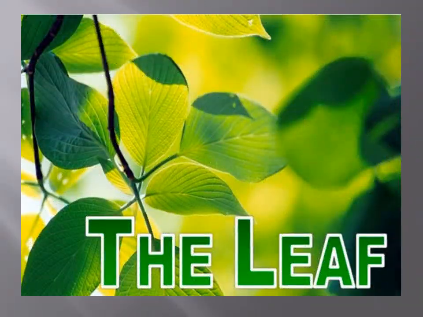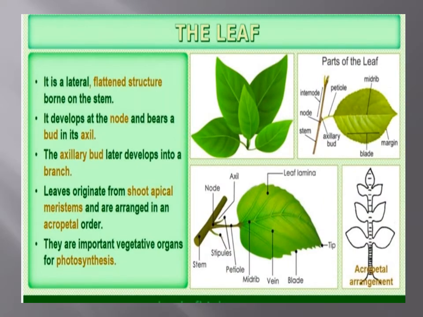The leaf. The leaf is a flattened structure borne at the node of the stem. It originates from shoot apical meristem and bears a bud in its axil called axillary bud. It is the most important vegetative organ for photosynthesis.